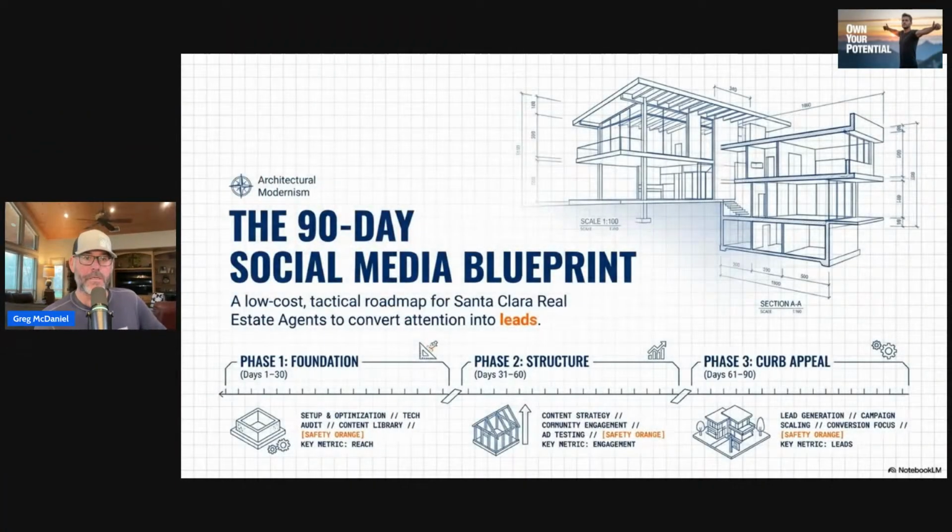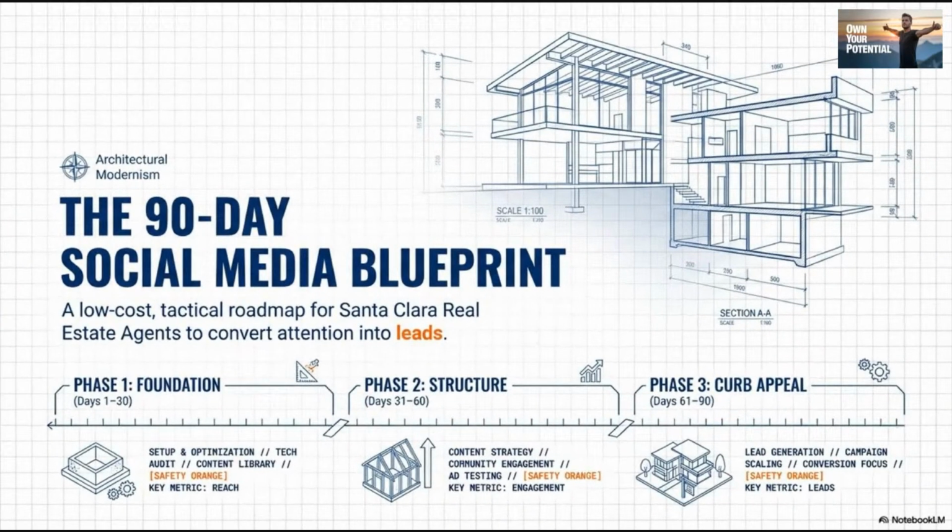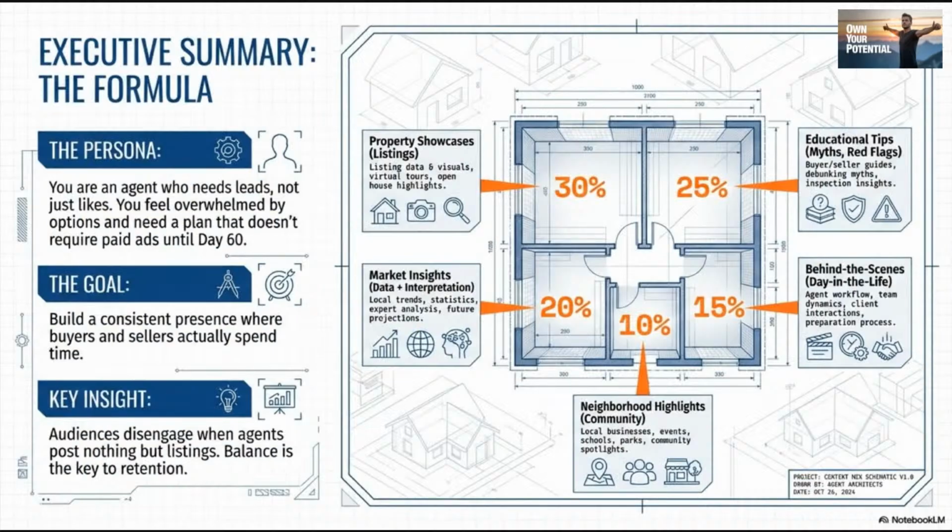Let me start sharing this screen here with you guys. So I'm going to duck myself out so you guys can see the entire thing. So here it is. Here is our 90-day social media blueprint. Now, a lot of folks are going to talk that they have a social media blueprint. I'm going to walk you through exactly what to do here. So phase one is going to be your foundation, 1 to 30 days. Phase two is going to be 31 to 60 days. And then phase three is going to be 61 through 90 days. So let's jump directly into this.